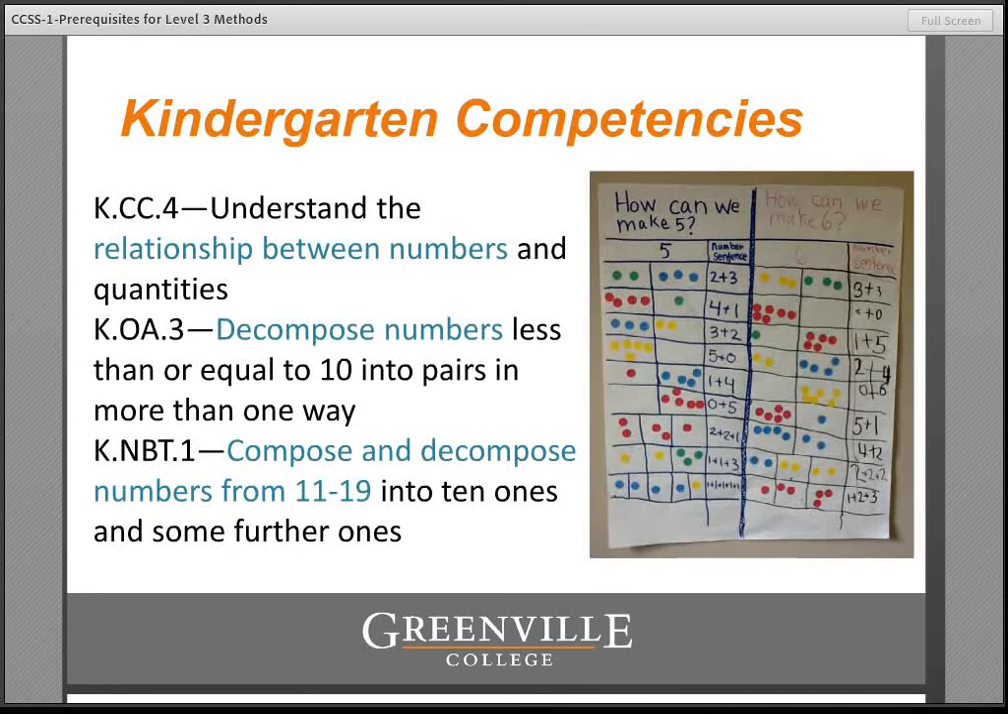So what you see is that the level 3 methods rely on several kindergarten competencies, and these competencies were expressly placed at the kindergarten level to prepare first graders for that transition to level 3. Children should have already begun extensive opportunities to decompose numbers up to 10 into 2 addends, and in addition, their work with understanding the place value of teen numbers is critical.